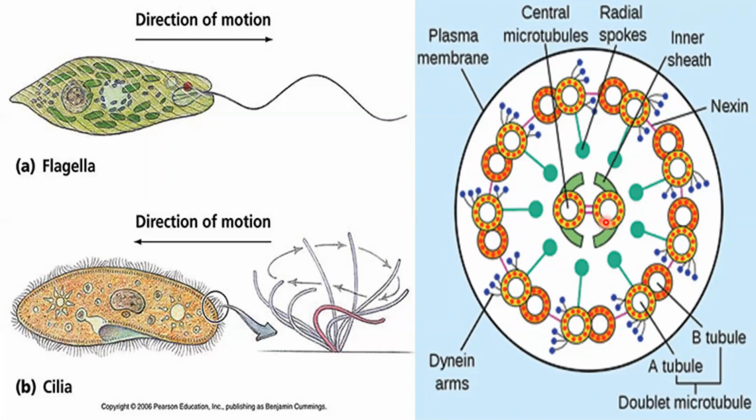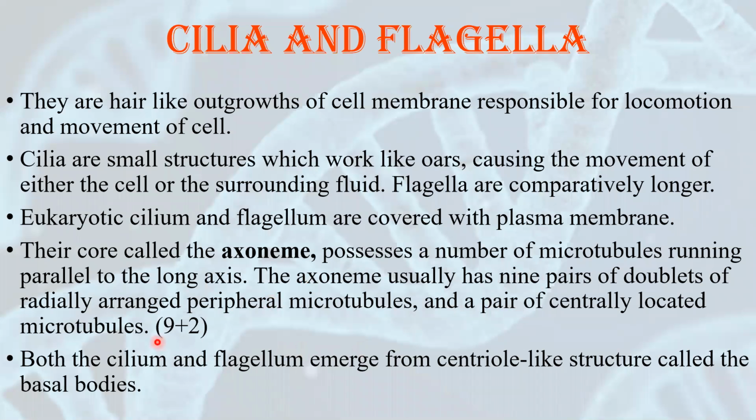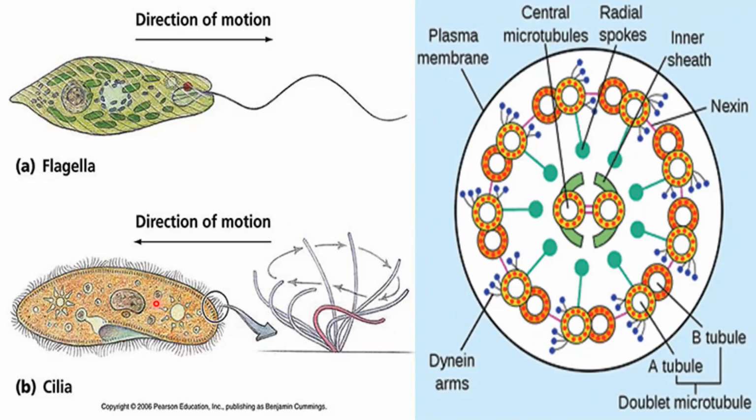So what do we call this type of structure? Because here there are 9 and here there are 2, we call it the 9 plus 2 arrangement. You can see here it is written 9 plus 2. This is the 9 plus 2 arrangement. Clear? Now, cilia and flagella are also covered by a plasma membrane.